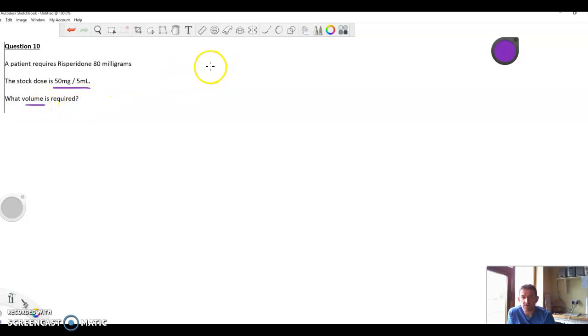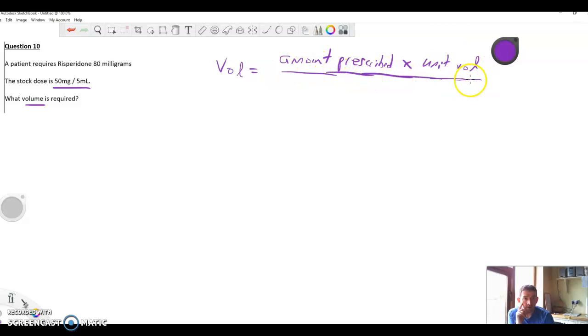So this is the volume formula. The volume equals the amount prescribed on top there, multiplied by the unit volume, all over, divided by the amount per unit volume, right? So the three figures there: the amount prescribed, that's it there, and the amount per unit volume underneath there in the formula, that's it there.